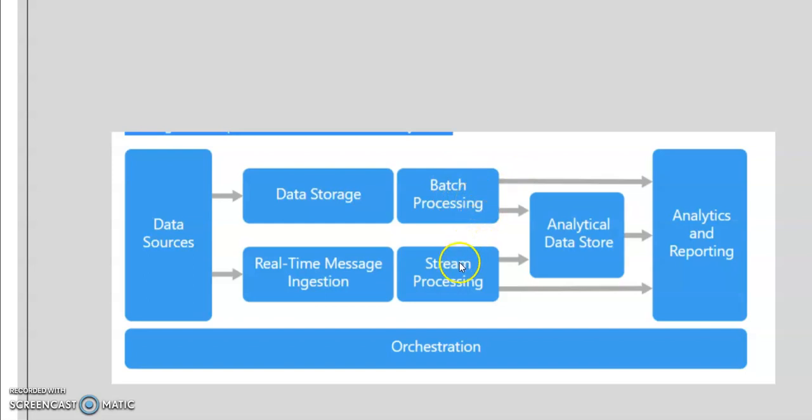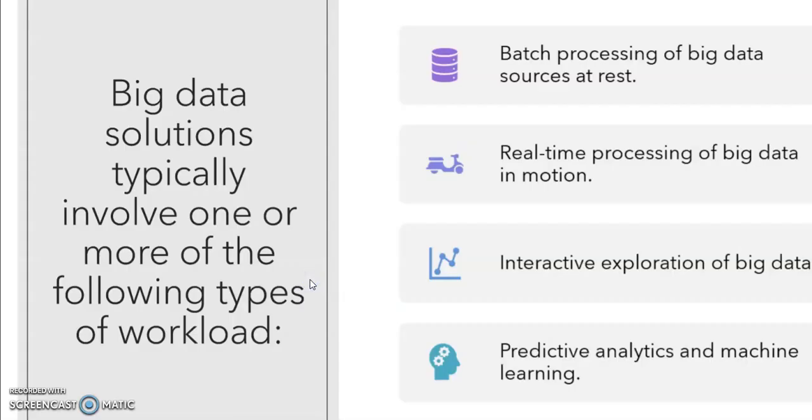Then real-time message ingestion also happens in the data. If the solution includes a real-time source, the architecture must include a way to capture and store real-time messages for stream processing. This might be a simple data store where incoming messages are dropped into a folder for processing. However, many solutions need a message ingestion store to act as a buffer for messages. So how the messages would be handled is handled here. Here Azure Event Hubs, Azure IoT Hub, and Kafka are the kinds of solutions that are looked at.